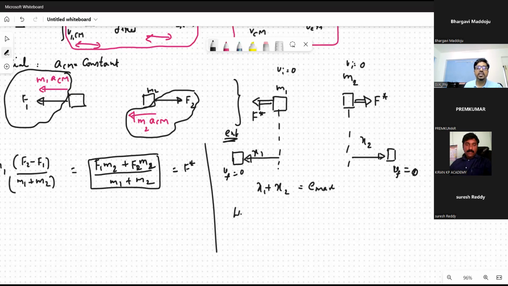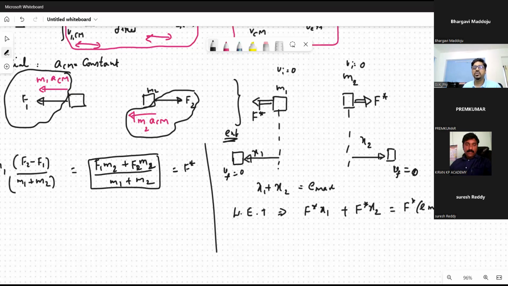So now if I use the work-energy theorem, including pseudo force, what do I get? F star into x1 is positive. Yes, F star into x2, that is also positive only. Force and displacement, same direction. What you get is F star into x1 plus x2, which is xmax. All right. So what is the initial kinetic energy? 0. Final kinetic energy is also 0. So this is the energy supplied by F star.